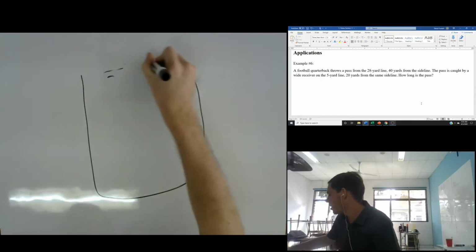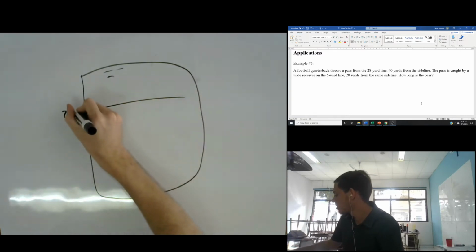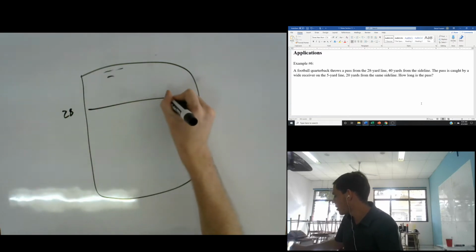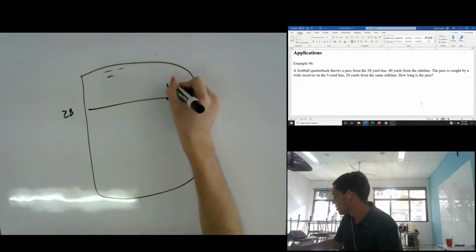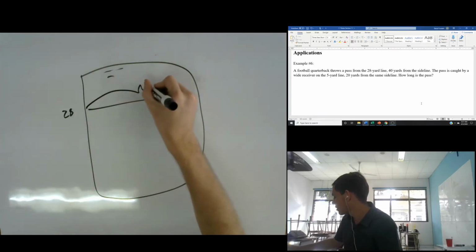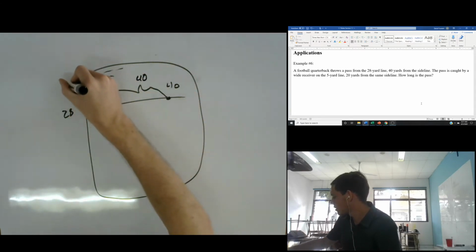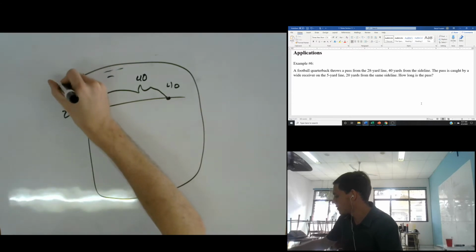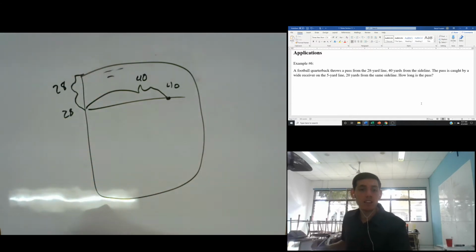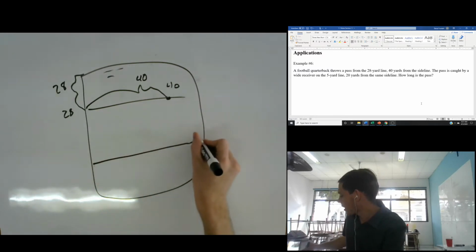So we draw with the 28-yard line, and he's 40 yards. Okay, so this distance is 40, this distance is 28. Okay, and he throws it to a receiver on the 5.